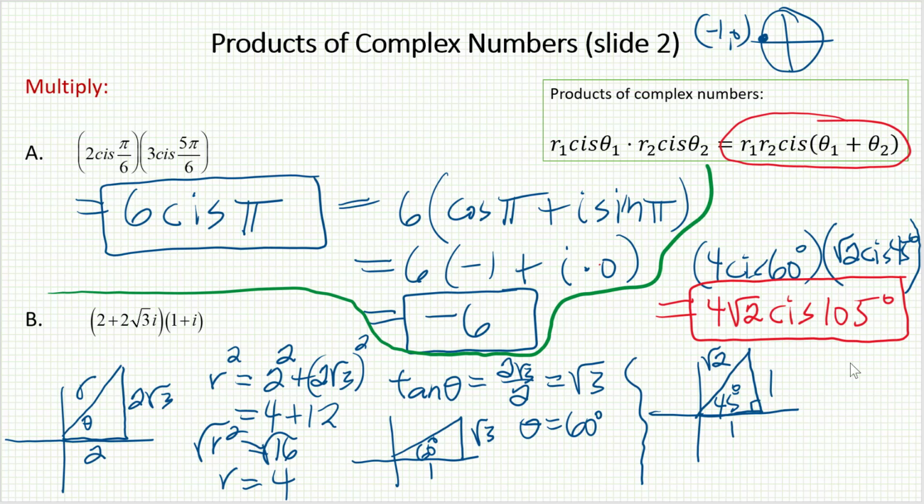And then obviously, if you wanted to switch it into standard form, you could do so with the assistance of your calculator.